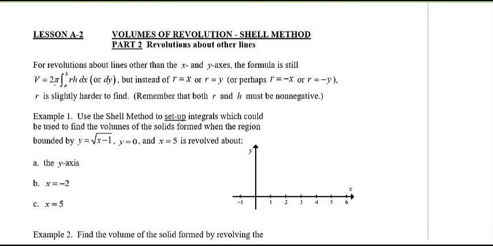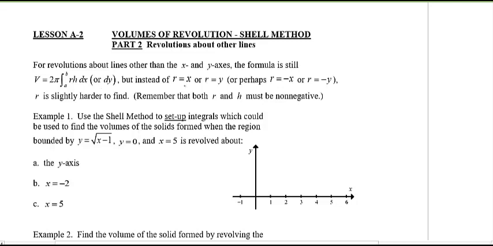Alright, this is lesson A2. We're doing volumes of revolution again, the shell method, but this time, instead of revolving around just the x and y axis, let's do some other lines. So for revolutions about other lines involving the x and y axis, the formula is still the same, right? The 2 pi, the integral from a to b, rh dx or dy.